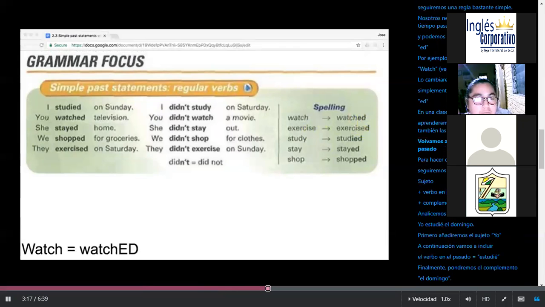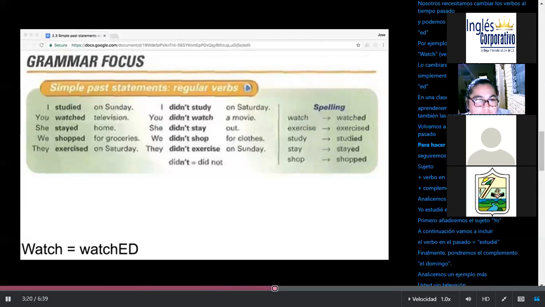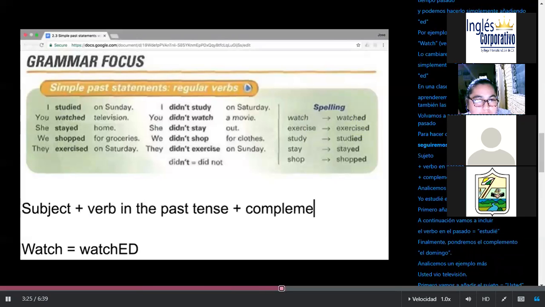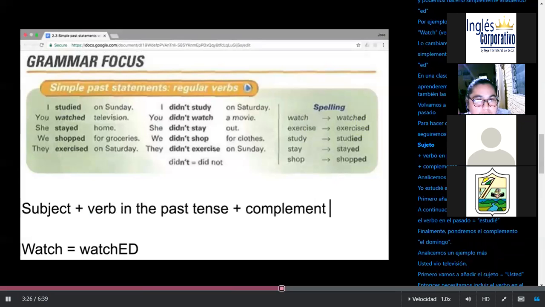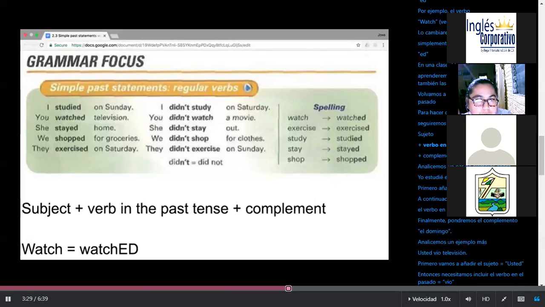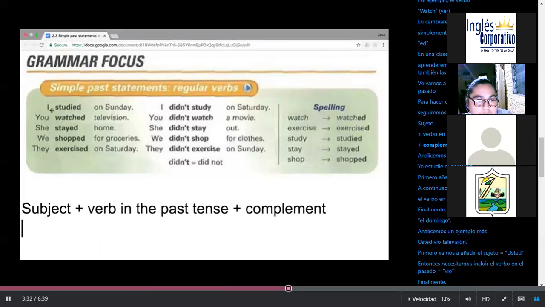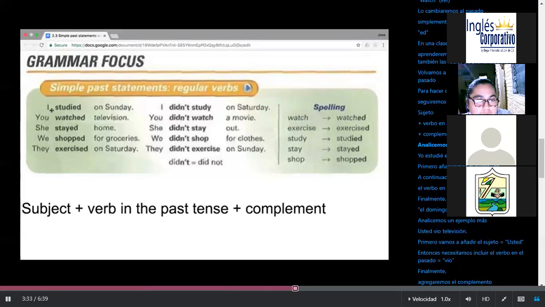On a different class, we'll learn how to pronounce these verbs and also the spelling rules. Let's go back to making positive statements in the past tense. In order to make positive statements in the past tense, we will follow this formula. Subject plus verb in the past tense plus complement. Let's analyze a couple of examples now.